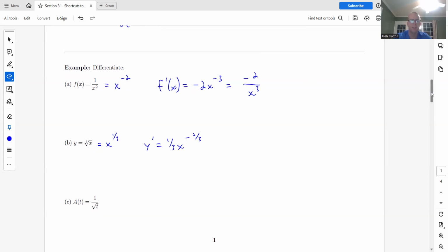And then the last one, we're going to write this one as t to the negative 1/2. And then take the derivative, just do the same thing. We bring the negative 1/2 in front. Subtract 1 from the exponent, negative 1/2 minus 1 would be negative 3/2. And that is it. So that's the basic power rule. Pretty simple, and we'll use it over and over and over again. So it should not be anything too difficult after you do it a few times.